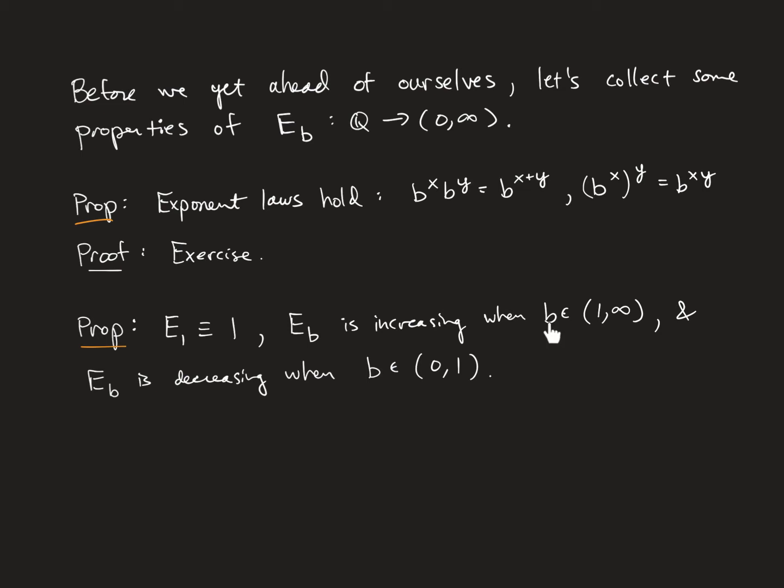But when b is in the range 1 to infinity, this exponential function is increasing. In other words, when x is less than y, b to the x is less than b to the y. And then it's decreasing on 0 to 1. So if b is in 0, 1 and x is less than y, then b to the x is greater than b to the y. Okay, so again, this is a pretty easy exercise.